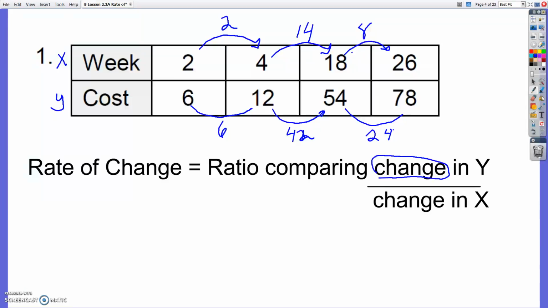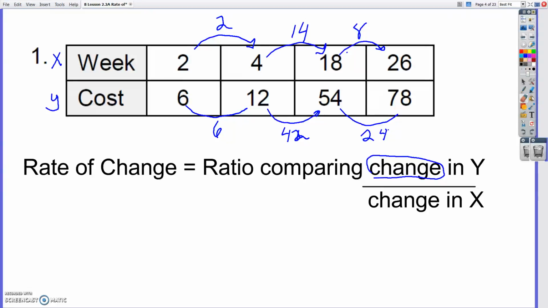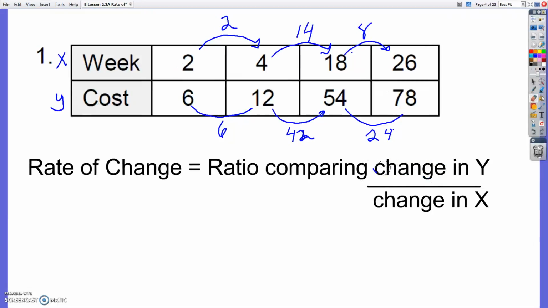So rate of change, I'm going to take my change in my y value and divide it over the change in my x value. So looking at this in red, remember, I'm just going to take this 6 and put it over 2, and see that is equivalent to 3. So my rate of change is 3.